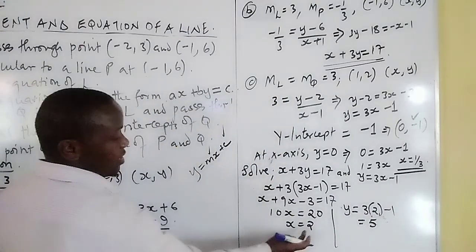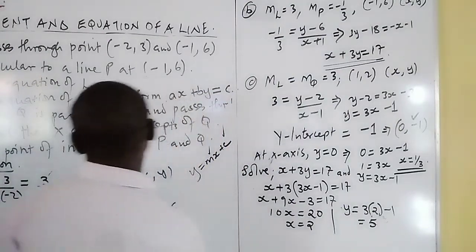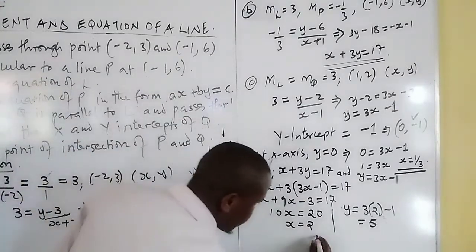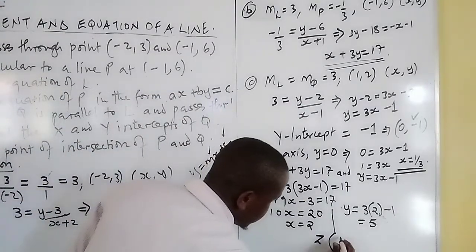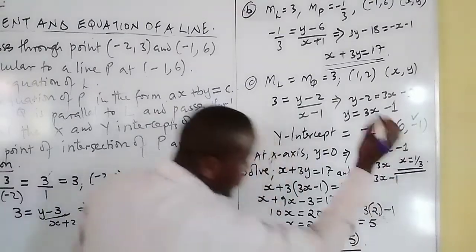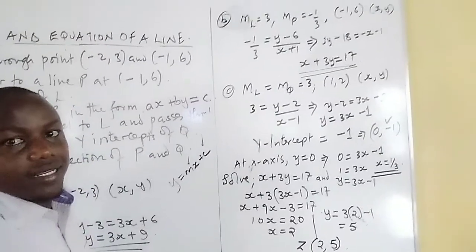Therefore, these are the values for x and y. The point of intersection, if we call it point Z, where they are meet, then Z will have coordinates 2, 5. That's how the point of intersection is calculated.